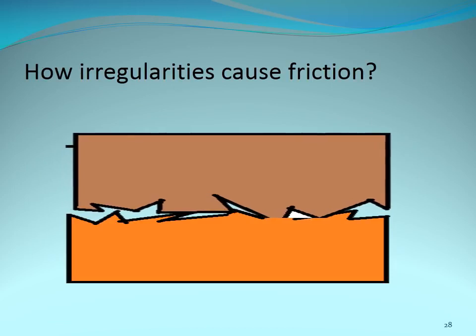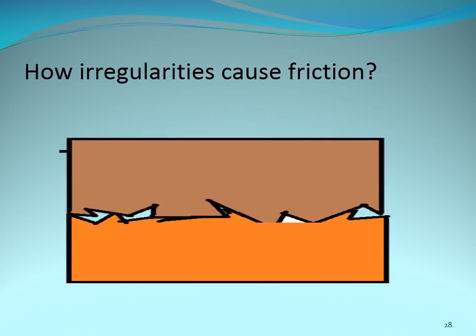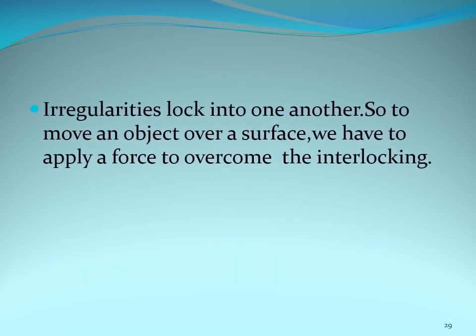How do these irregularities cause friction? Look at the picture. Look at the pointed ends of the two surfaces which interlock while moving. That is, the pointed ends or the irregularities of the two surfaces interlock each other while moving. This interlocking blocks the smooth movement of the two bodies. In this way, irregularities cause friction. Irregularities lock into one another.